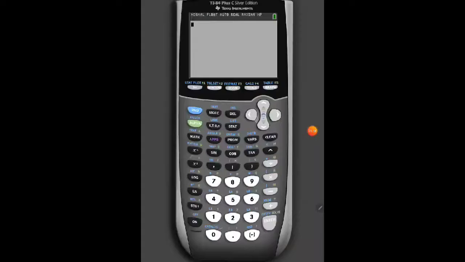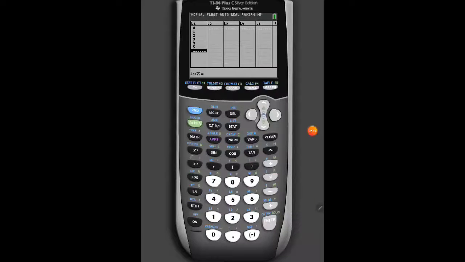Okay, so we want to create a table. So we're going to hit the stat button. See how it's circled right there. Okay. Now in the stat menu, we're going to hit edit. So hit enter. And now we got a bunch of lists, L1 and L2. So in L1, we're going to put our year. So 0, 1, 2, 3, 4, 5.